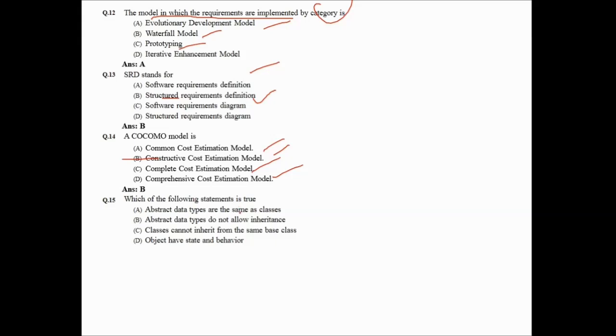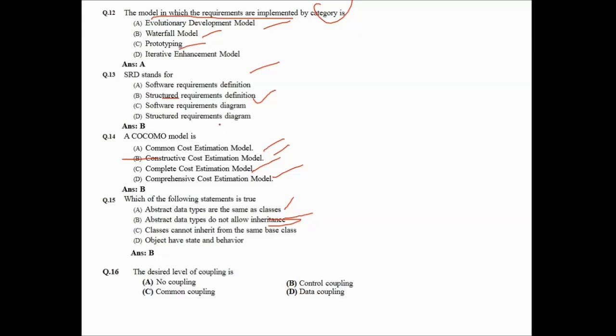Which of the following statements are true? There are four options, and you have to say which is correct. Abstract data types are the same as classes. Abstract data types do not allow inheritance. Abstract classes cannot inherit from the same base class. An object has state and behavior. So the answer is B, because abstract data types do not allow inheritance. They cannot be inherited.